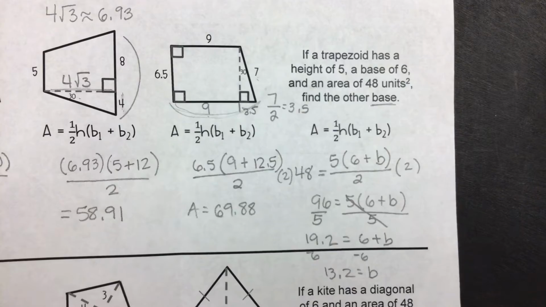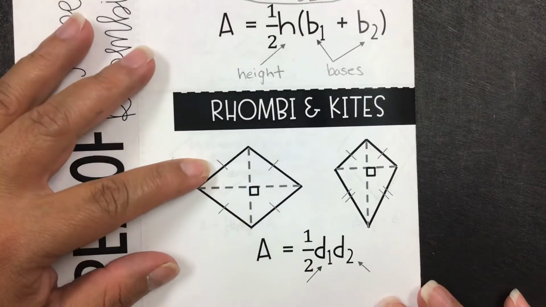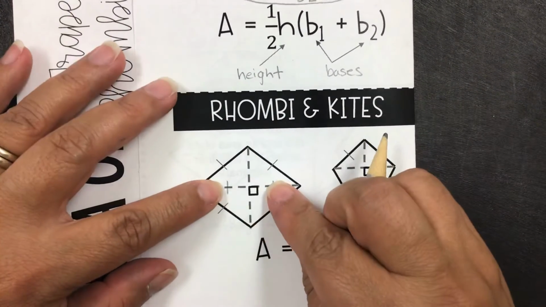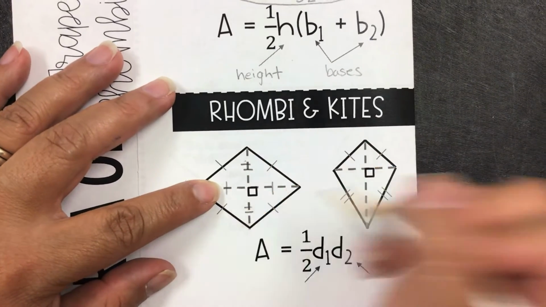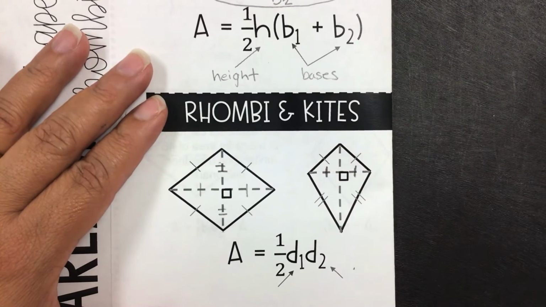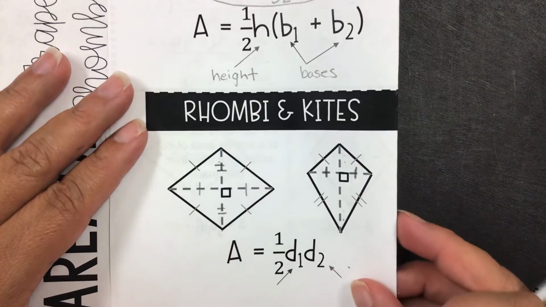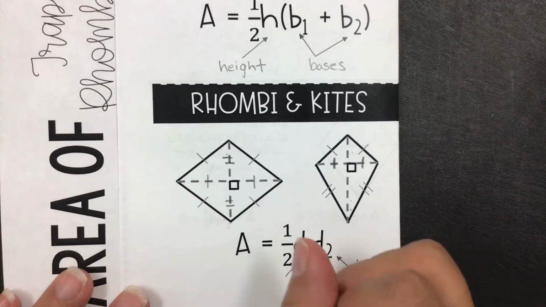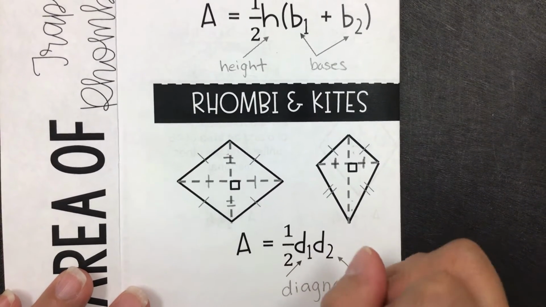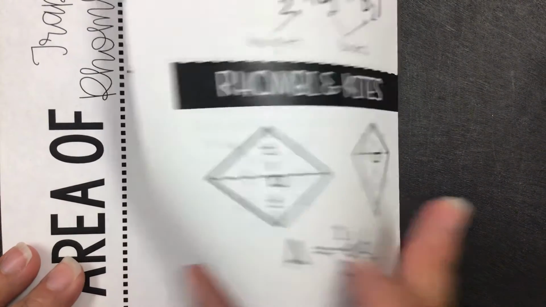All right, for the next section, we have the kite and the rhombus. This is the rhombus. What I want to remind you of about the rhombus is that the diagonals are bisected. That means these two are equal, and these two are equal. For a kite, the only one that's bisected is these two. These are not equal to each other, nor are they bisected. So these are the diagonals that are multiplied together and then divided by 2.